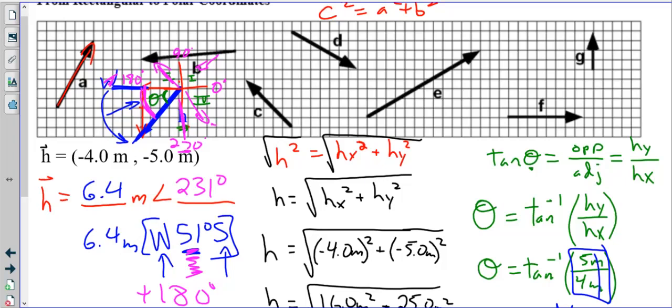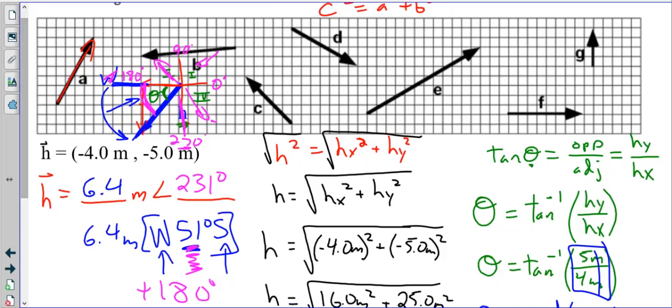So you've got a handful on this page. A was done for you. You get to do B, C, D, E, F, and G.